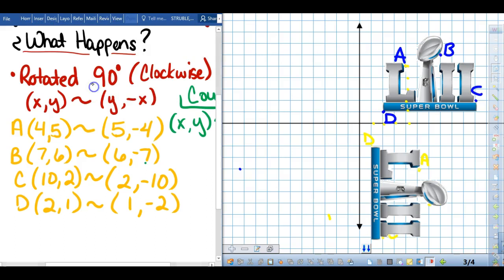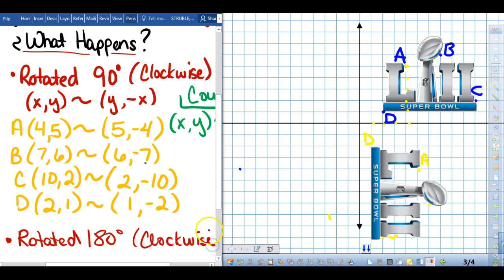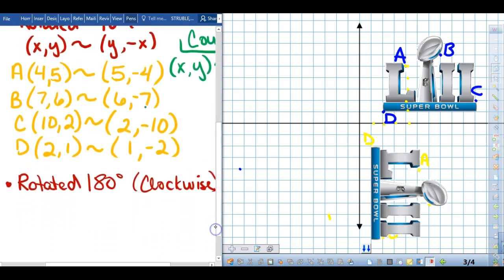Let's talk about what happens if we rotate at 180 degrees. And we're still dealing with clockwise here. Okay? When we rotate a figure 180 degrees about the origin again, what happens to the ordered pairs?